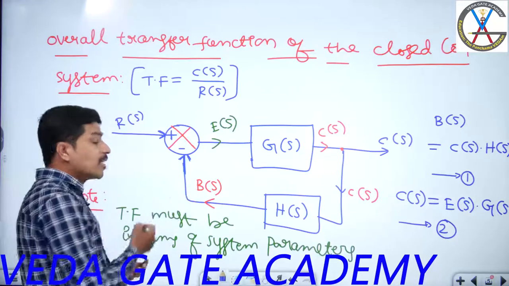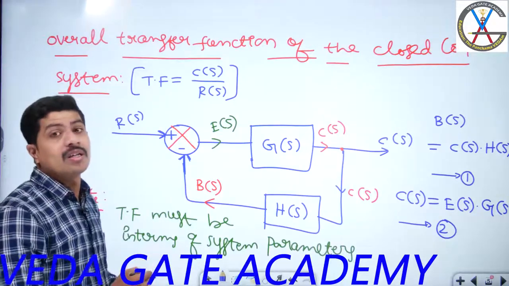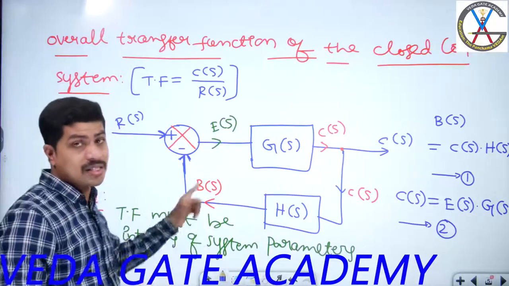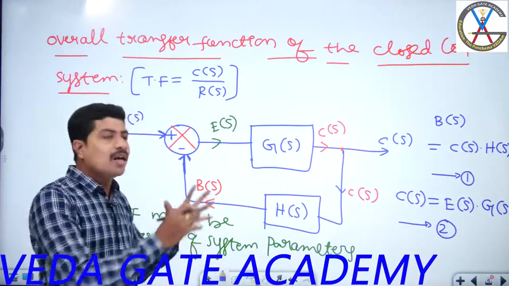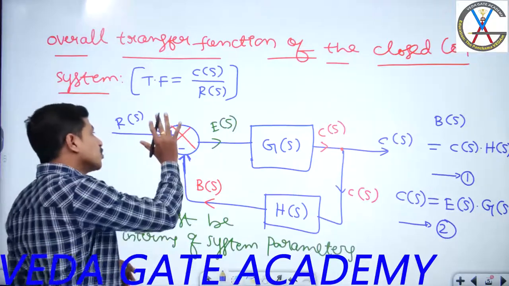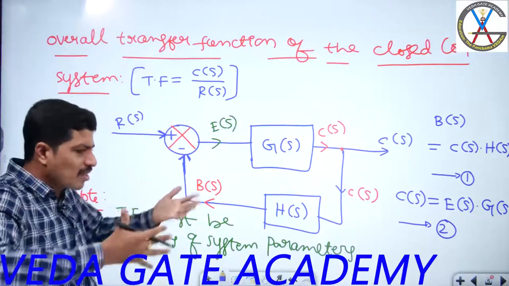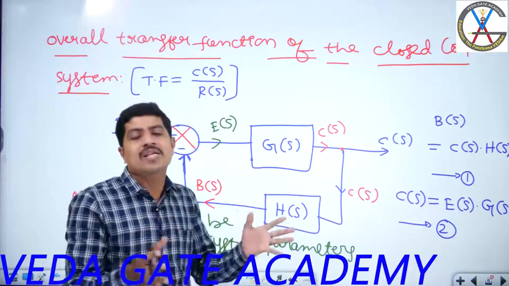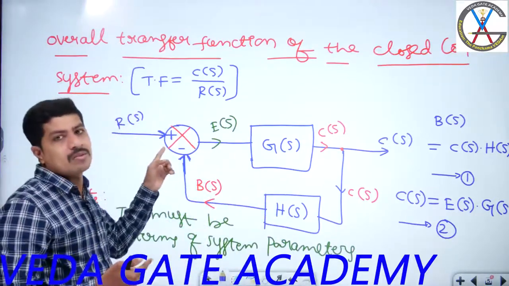B of S into minus 1 is what? Minus B of S. Then what is E of S? R of S minus B of S. Please do understand very carefully. Very simple. Many people get confused at this summing point, feeling something is going to happen, but nothing does. It is just either addition or subtraction of the inputs present at the summing point.